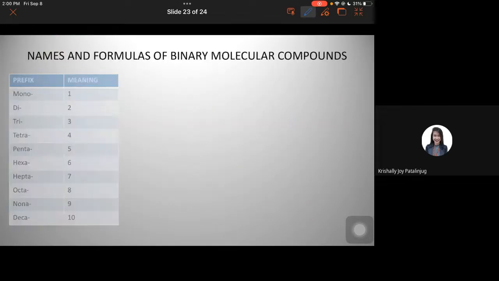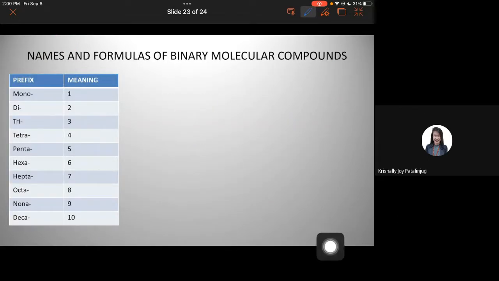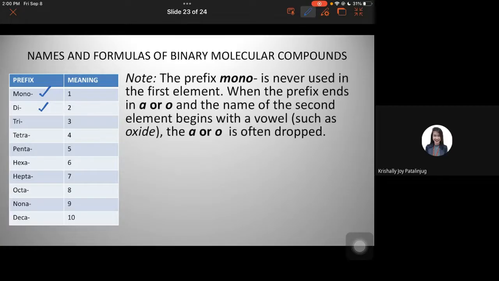We have the following. Okay, so just take note of these Greek prefixes. This is somehow easy to familiarize. Di means 2, tri 3, tetra 4, penta 5, hexa 6, hepta 7, so on and so forth. Mono is 1.